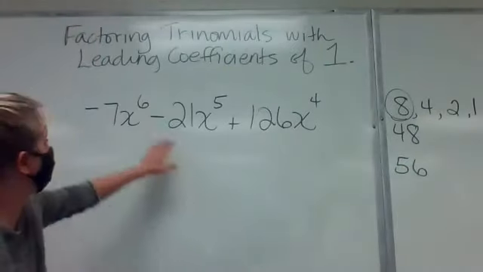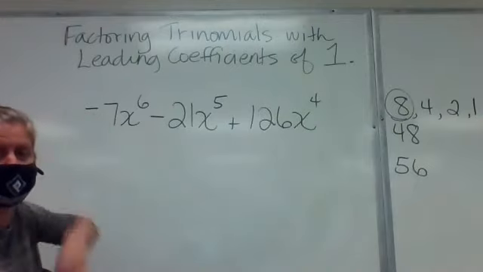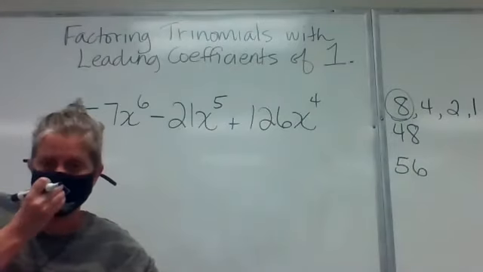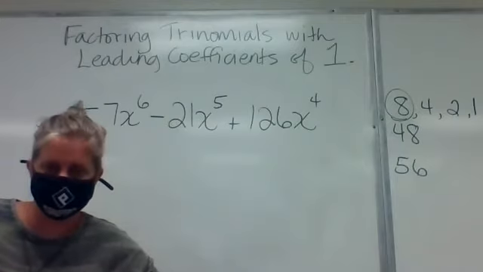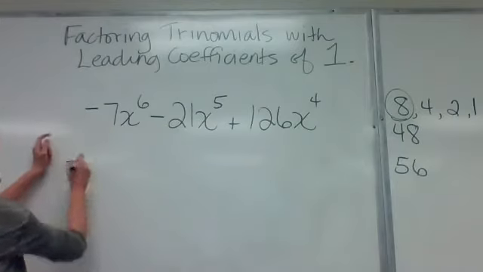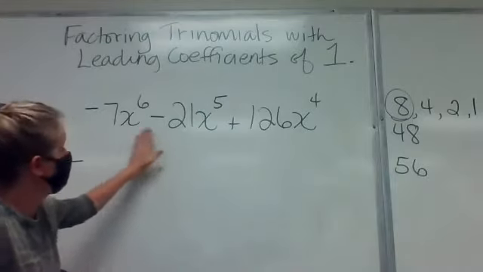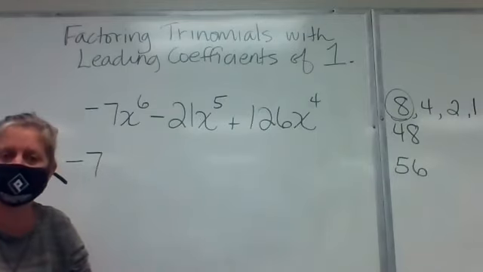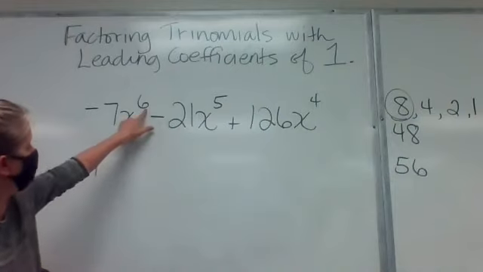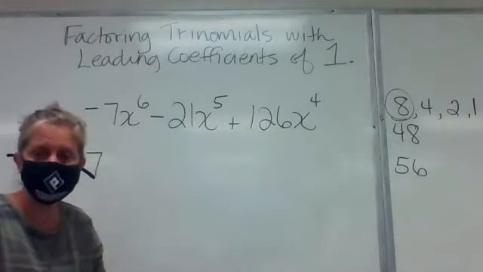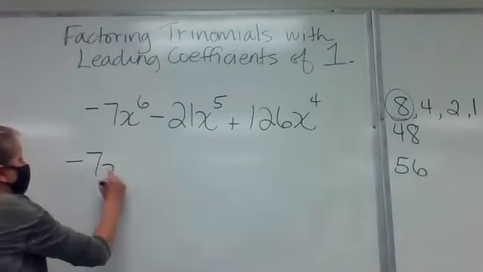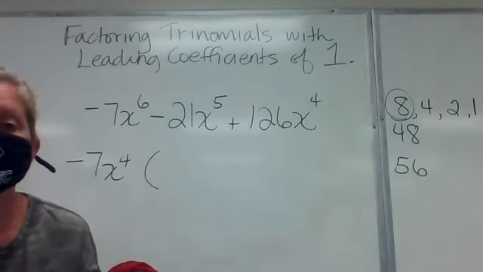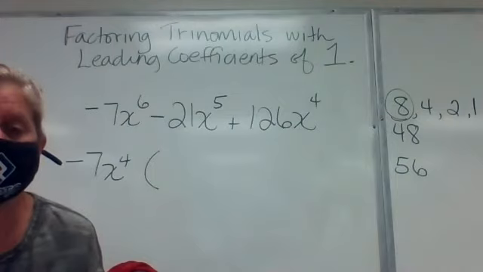Here's the deal. If your leading term has a negative with it, you're going to have to pull that negative out along with whatever else you're going to pull out. So since my leading term is a negative, I'm definitely going to pull out a negative. I just found out 7 goes into all those. How much x can you pull out? Let's see. This one has x6, x5, x4, which means your smallest exponent is x4. So that's what I'm going to pull out. Negative 7x4. Then I'm going to figure out what I have left in my parentheses.